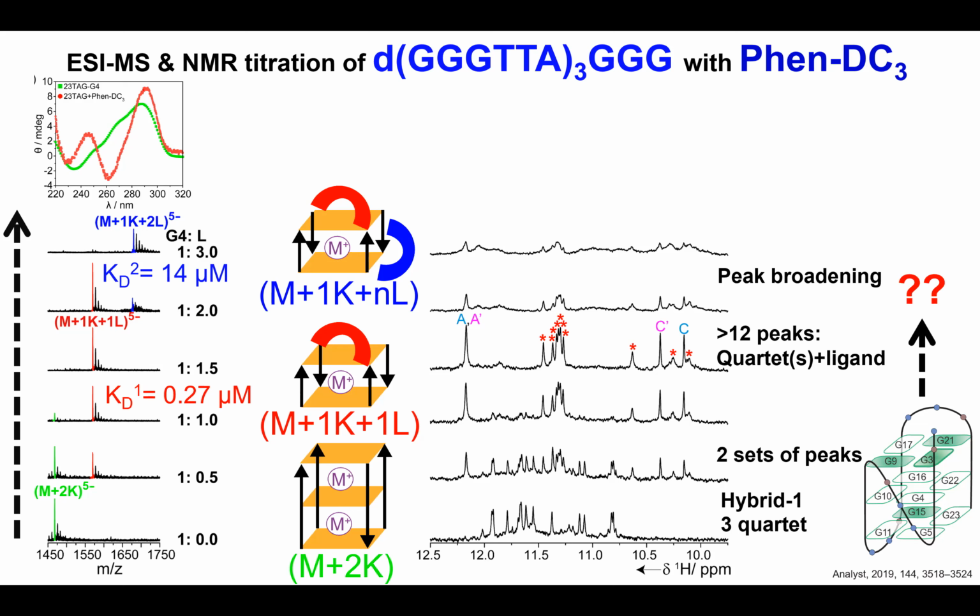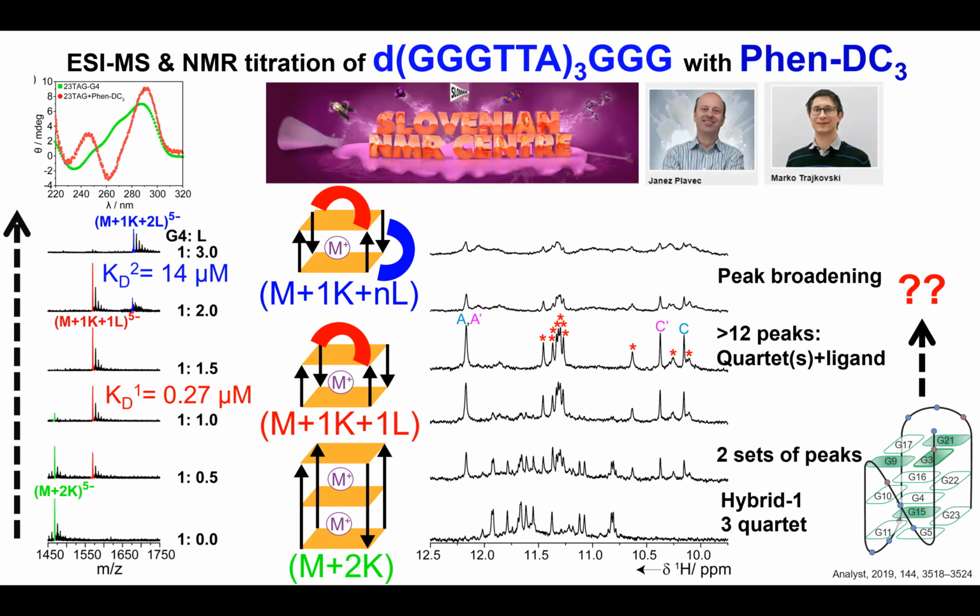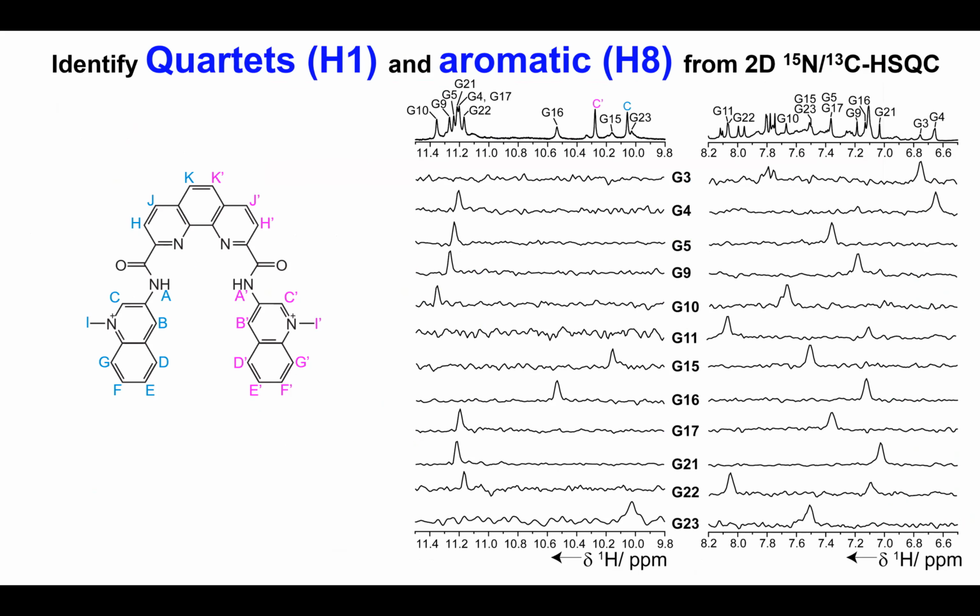So we know the initial structure, that's the hybrid one, but we don't know the final structure and how it interconverts from the initial structure to the final structure. So we collaborated with the Slovenian NMR Center, with Professor Janez Plavec and Mirko Trajkovski, his postdoc, to study this system by high resolution NMR and also by synthesizing some labeled compounds.